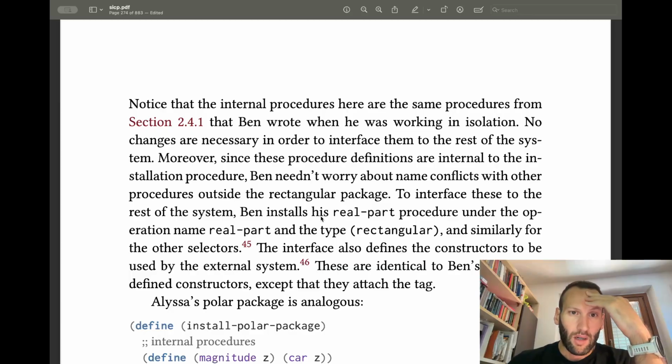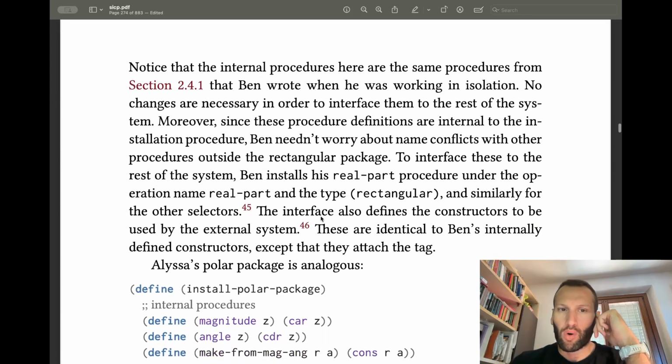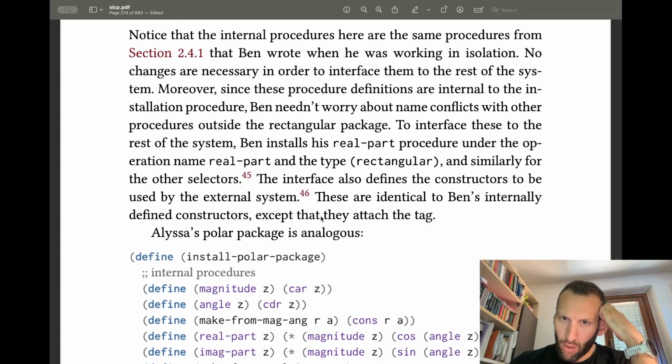Notice that the internal procedures here are the same procedures from section 2.4.1 that Ben wrote when he was working in isolation. No changes are necessary in order to interface them to the rest of the system. Moreover, since these procedure definitions are internal to the installation procedure, Ben needn't worry about name conflicts with other procedures outside the rectangular package.